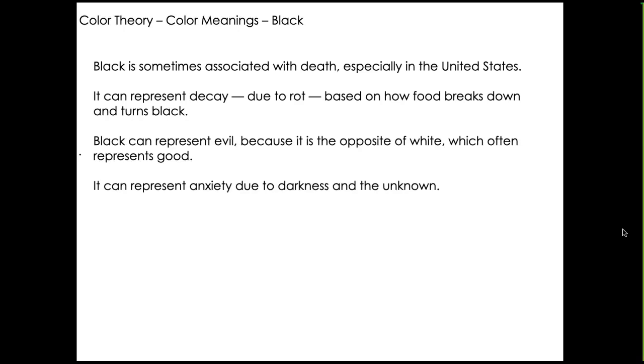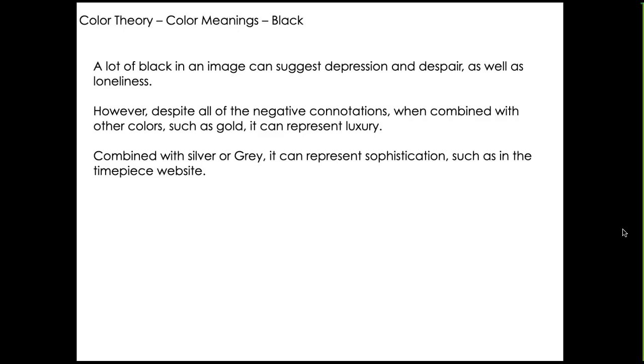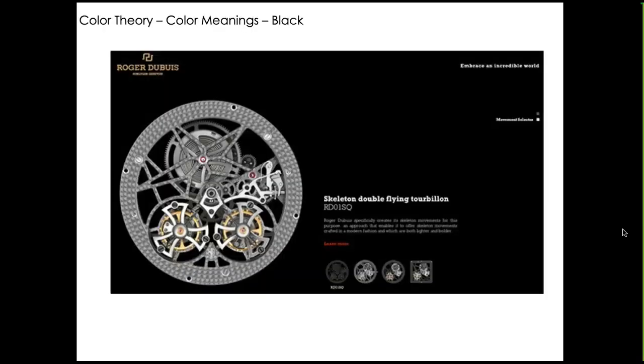But black is also elegant and can represent professionalism. It can also represent anxiety due to the darkness of the unknown. A lot of black in an image can suggest depression and despair, as well as loneliness. However, despite all the negative connotations, like I said earlier, when it's combined with things like gold, it all represents luxury. Combined with silver or gray, it can represent sophistication, such as a timepiece, or let me go back, like this timepiece on the website. So very much about luxury.